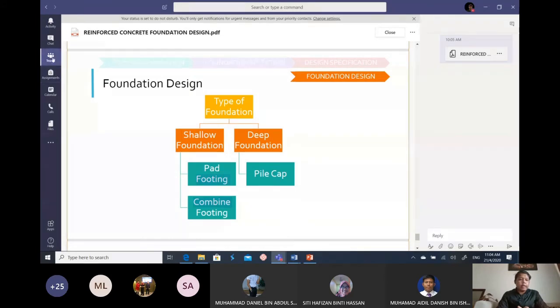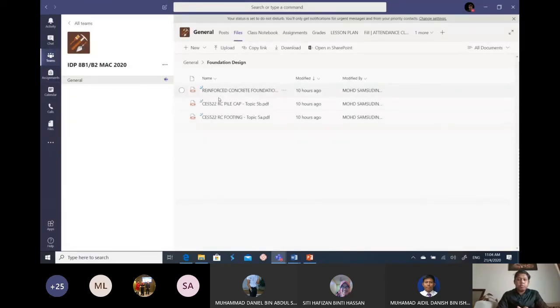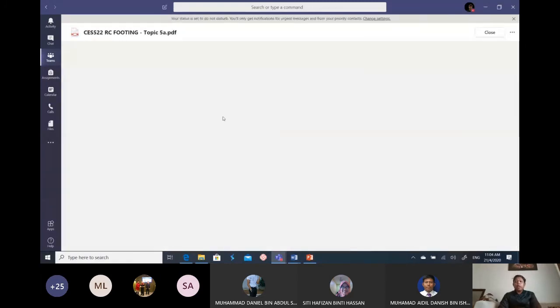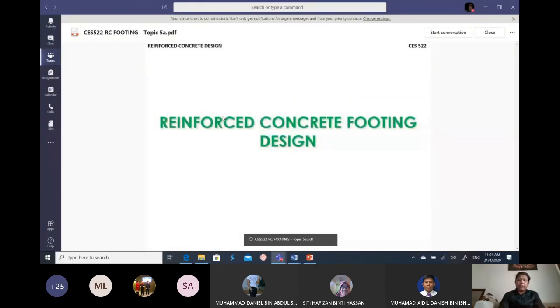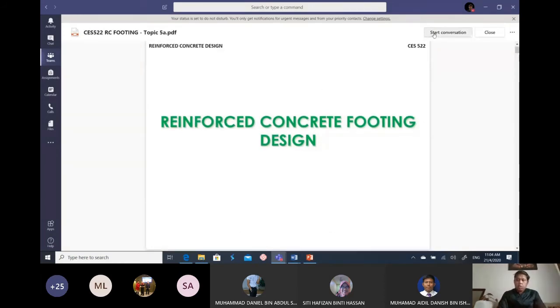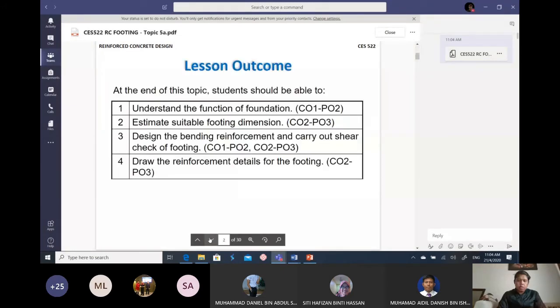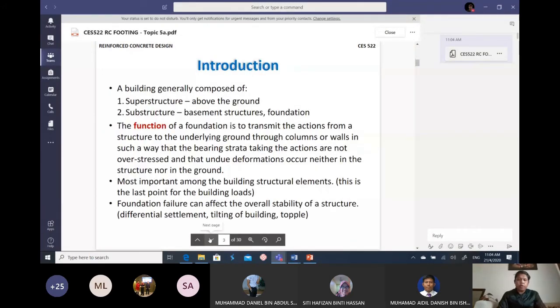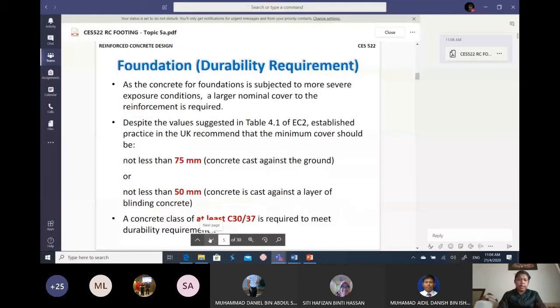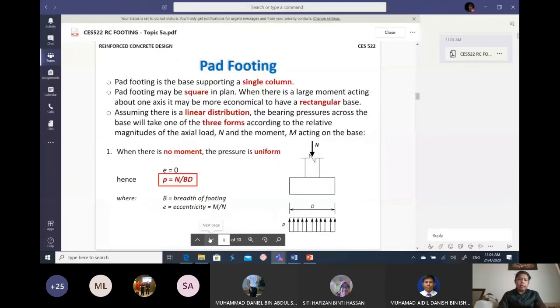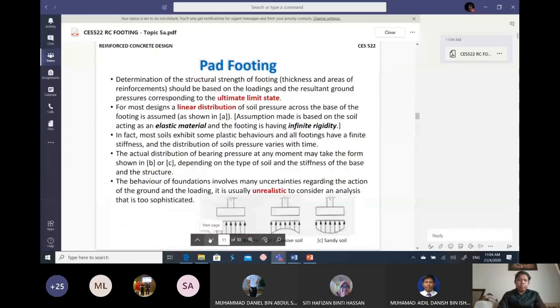Kalau tak ada, saya akan go for contoh satu for pad footing. I will go roughly on how to start the design only. The further detail of the design tu saya tak akan go through, because you already learn how to design. This is a note from CS522, I won't repeat it again. We would like to start the design here.